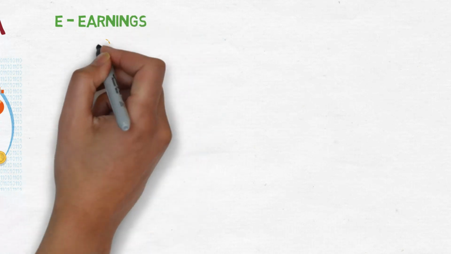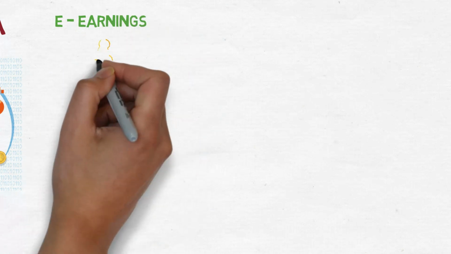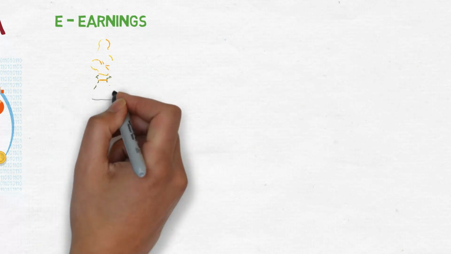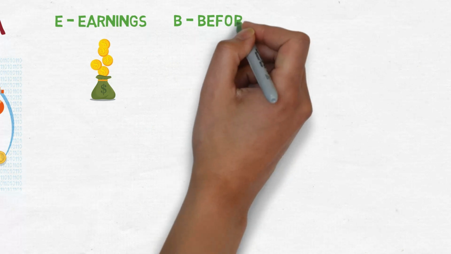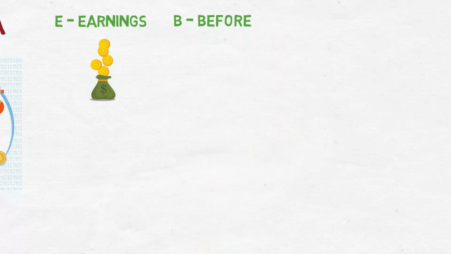Earnings. This refers to the money a company makes from its core business activities, such as selling products or providing services. Before, this means we're looking at earnings before we subtract certain expenses.